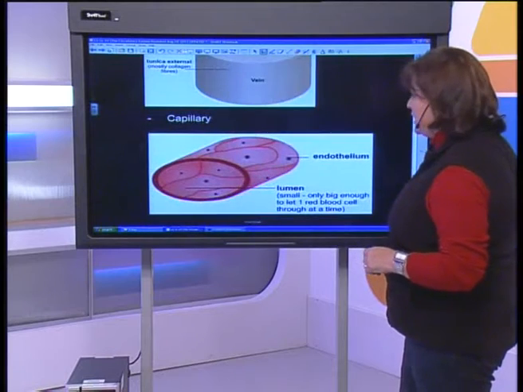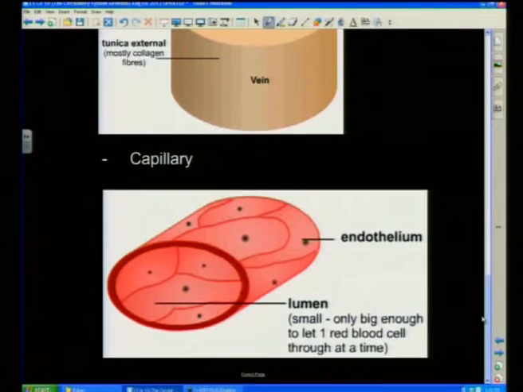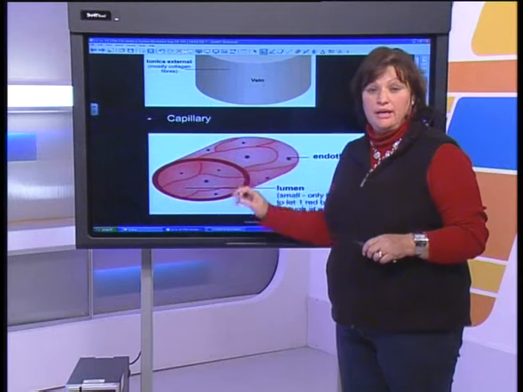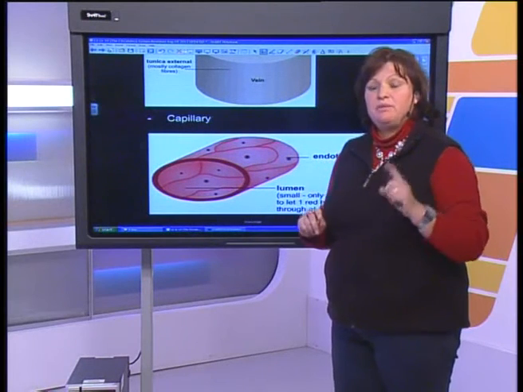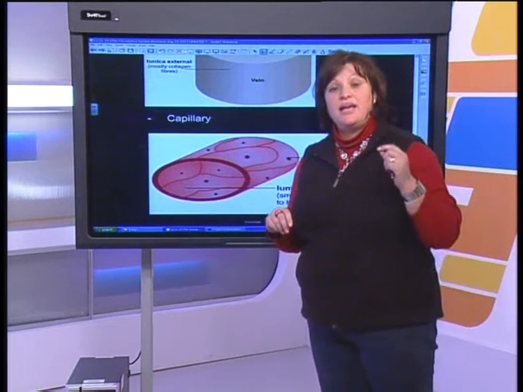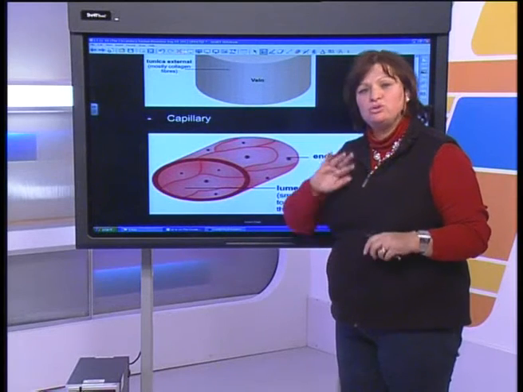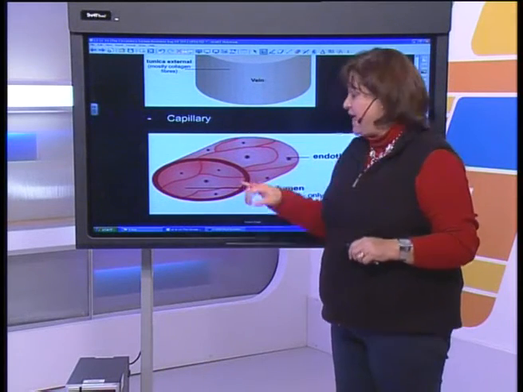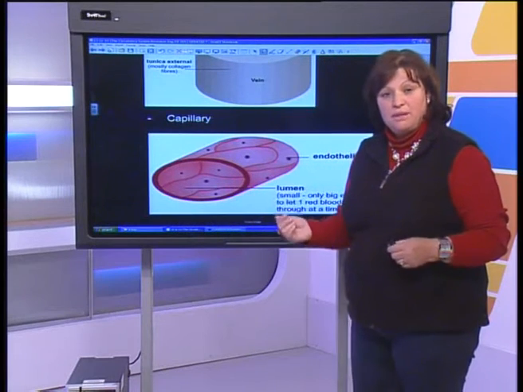Let's have a look at our capillary. You should already notice the huge difference. It is one single layer of endothelium. Remember endothelium? At the beginning of the year you looked at mammalian tissue and epithelial tissue, and we looked at the simple epithelium called squamous epithelium. That is exactly what endothelium is. It's simple squamous epithelium.